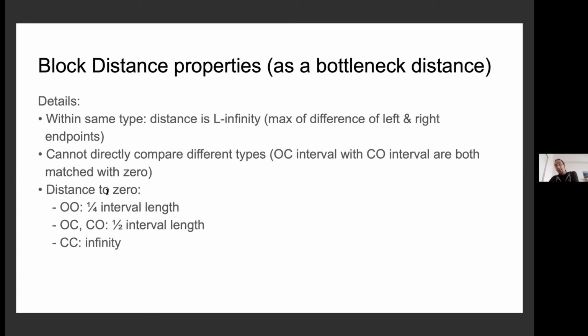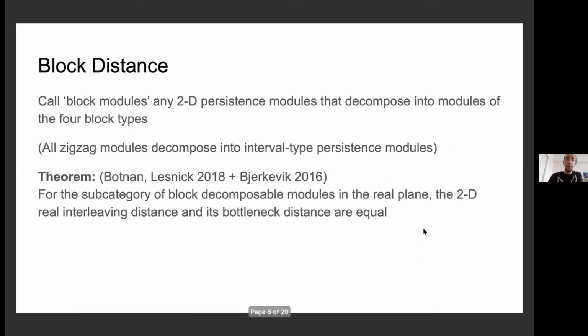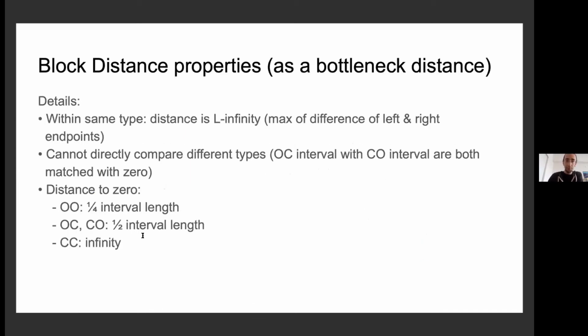Distance to 0 itself is mostly a simple scaling with interval length, except for these closed guys. Since they are an infinite region in both dimensions, the interleaving distance of this thing to 0 is infinite. That's maybe the kind of starkest, strangest property of the block distance.